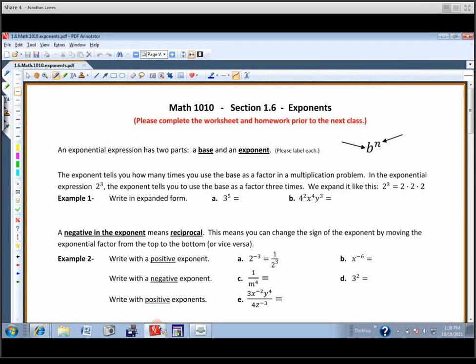All right. We need to cover 1.6 to get ready for the things that we'll encounter in Chapter 7. So if you'll just follow along with this worksheet, fill in the blanks. It's a pretty easy section, but you do need to be reminded of and do a little bit of practice with exponents and these types of expressions. That'll make Chapter 7 a little easier.